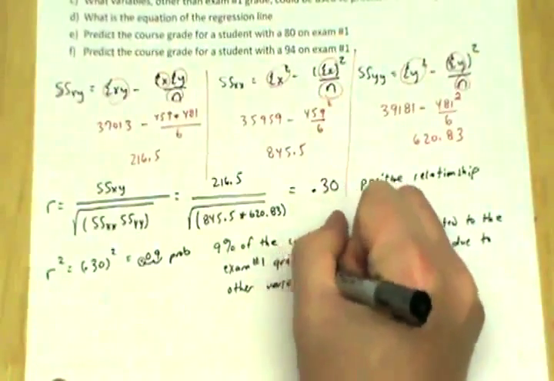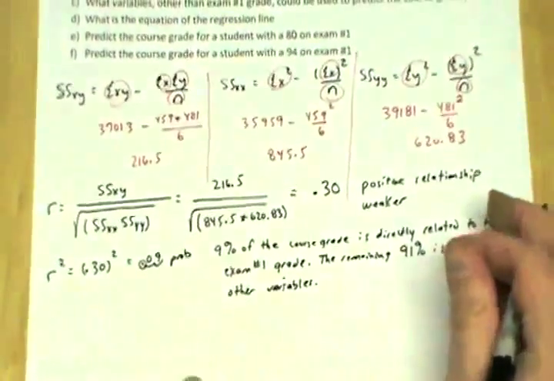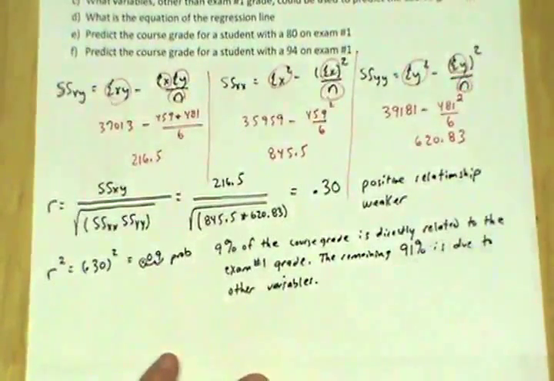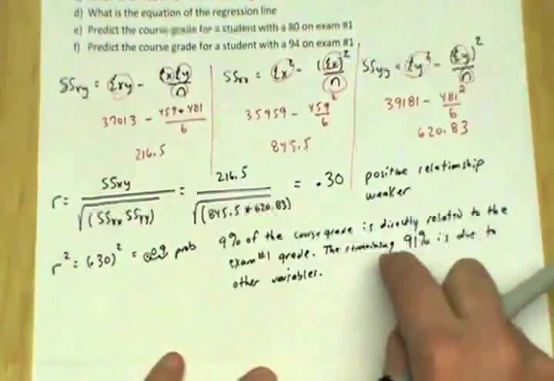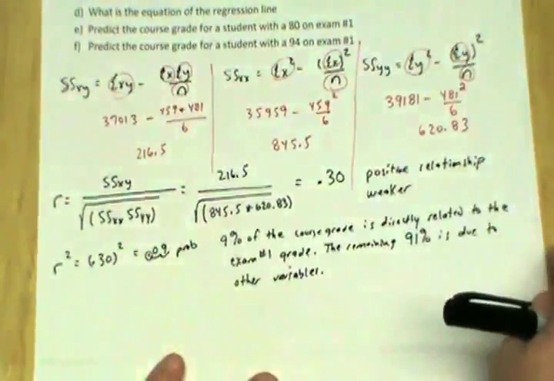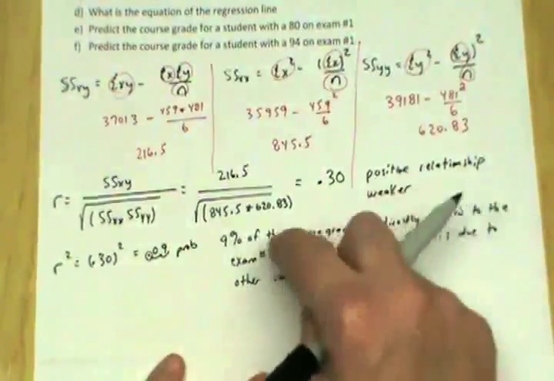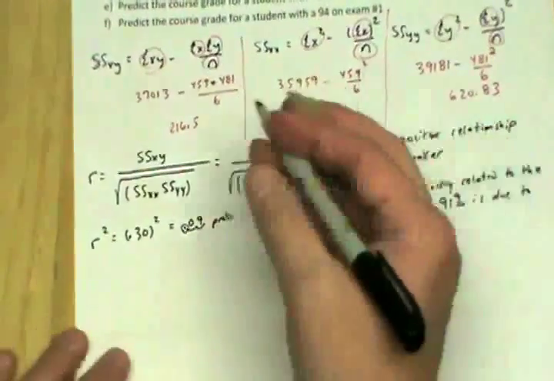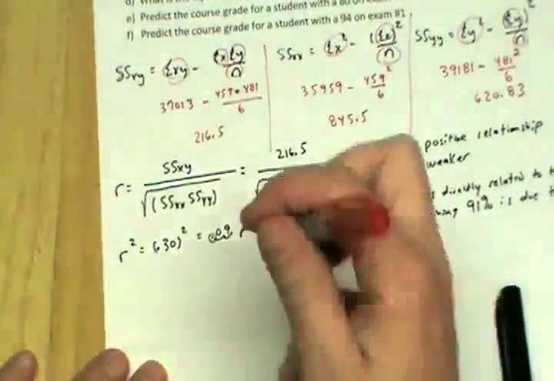Again, we're doing a simple linear regression where we're comparing just one X, which is the exam number 1 grade, to the one Y, which is the course grade. And we're saying that 9% of the reason why your course grade can be backtracked is because of your exam number 1 grade. Okay, so that's A and B.